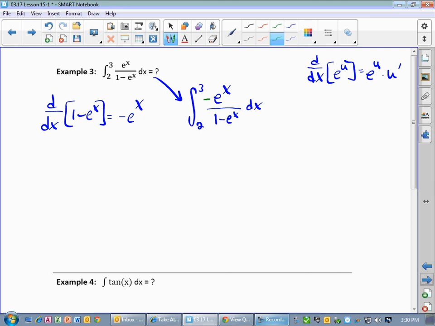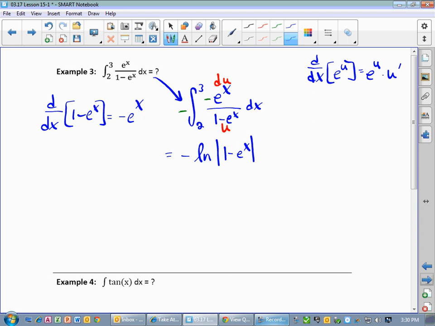Well, I can put a negative right there and a negative right there. That doesn't change anything, right? If I multiply by a negative and then multiply by another negative, it doesn't change anything. Right? So now we've got u in the denominator, right? And the derivative of u in the numerator, du or u prime. And so according to our rule, we have the integral of du over u is ln of u. So we have the negative still up front, natural log of 1 minus e to the x.